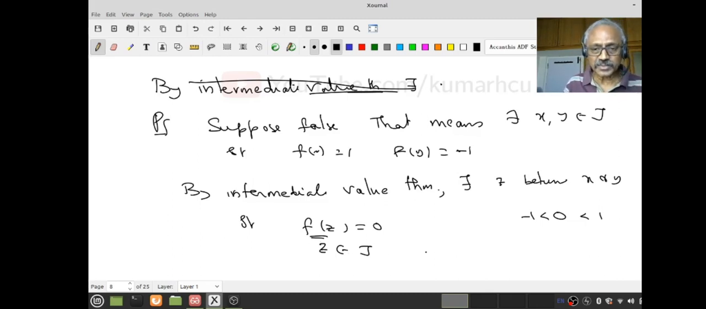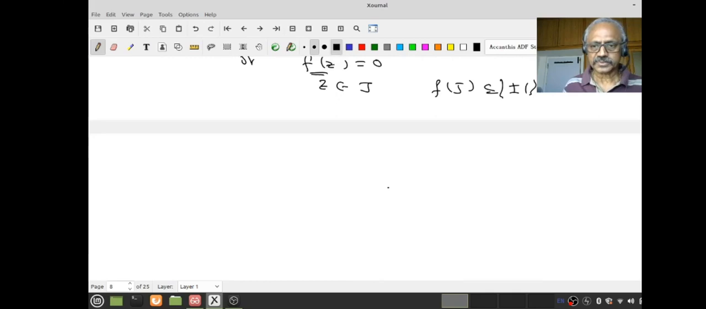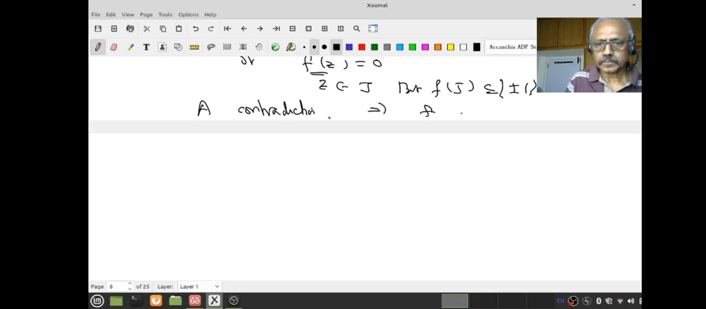But that's a contradiction. Why is it a contradiction? Because f of J by assumption is contained in plus or minus 1 only. This contradiction shows the function f must be a constant. Okay, pause. Pause, review, proceed.